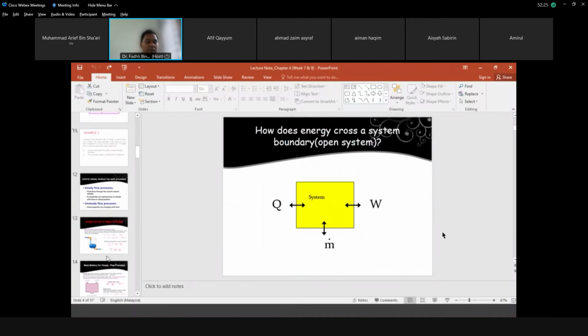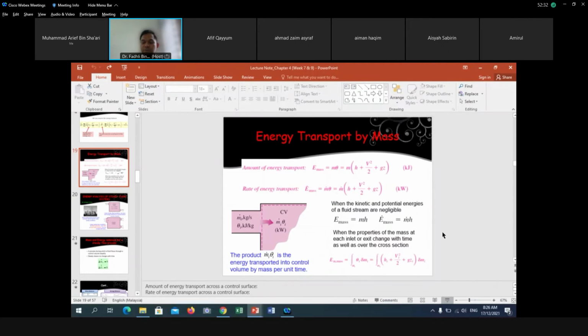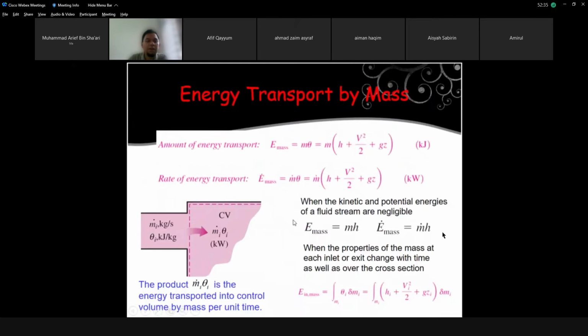So now let's look at the definition of energy transported by mass. Okay, then the amount of energy transported by mass is E mass equal to m times theta. Theta ni yang tadi yang kita belajar tadi, H, kinetic energy dan juga potential energy. Ini semua adalah apa tadi, non-flowing fluid mass. Total energy of flowing fluid.